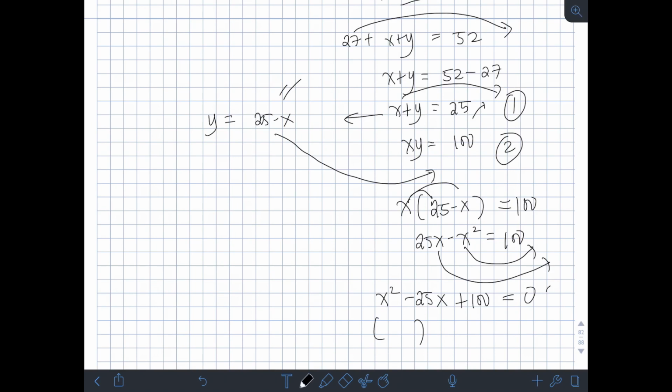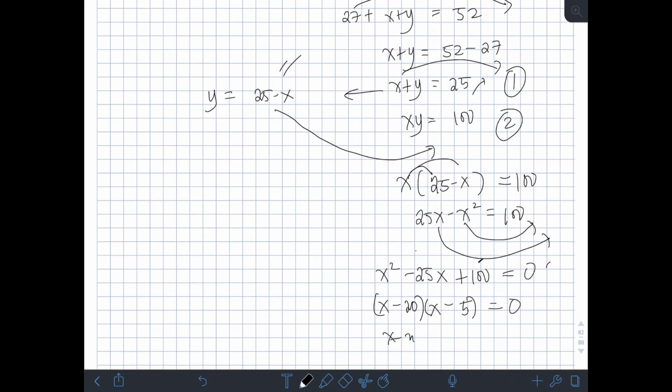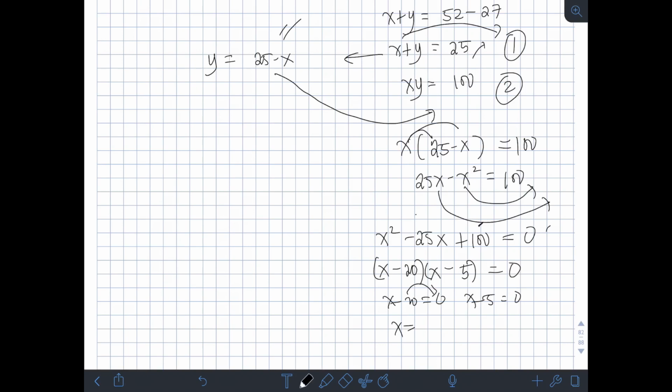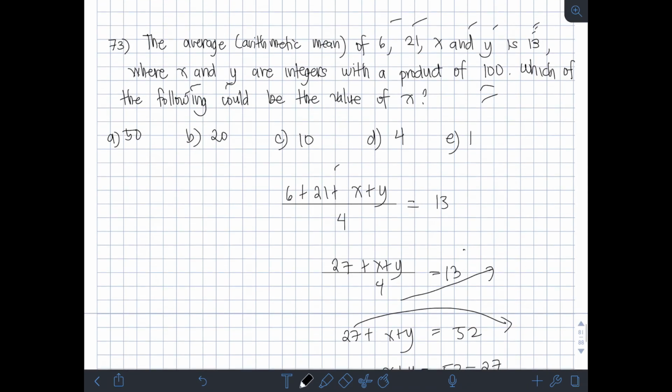Ngayon, pwede itong i-factor as x times x and then yung factors nito is yung two numbers na product is 100 at the same time yung sum is negative 25. So, pwedeng x minus 20 times x minus 5, equal 0. So, therefore, equating each factor to 0, we have two solutions for x. x can either be, transpose 20, x is 20, or x can also be, transpose 5, x is 5. So, therefore, x can be 20 or x can be 5. So, therefore, the answer is letter B, 20, right?